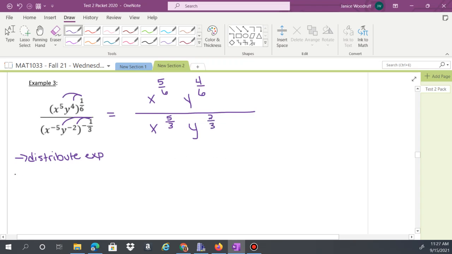So the next thing I would do is I would take care of any negative exponents, but it looks like I don't have any here. But I'm writing that just in case you encounter one in a problem. Okay, then we're going to do product and quotient rule. And then we'll simplify. So those are your steps.